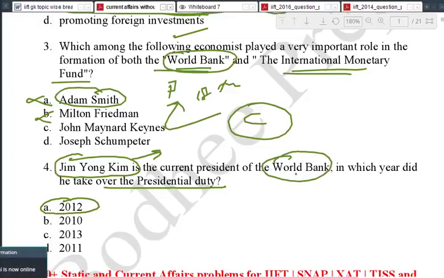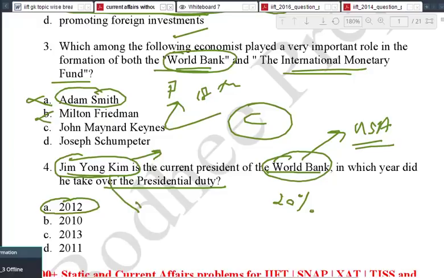Do you think the World Bank, in which 20% of the voting power is with the US, will allow a North Korean to be the president? The World Bank president is always from the US. And Jim Yong Kim, though he was born in South Korea, has become a naturalized American citizen. And therefore the answer is, of course, 2012. He took the presidential duty in 2012. Are we clear about it, people?